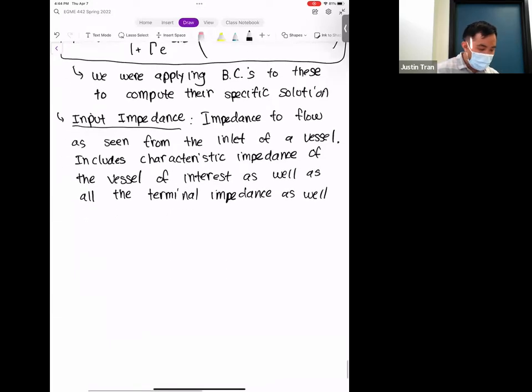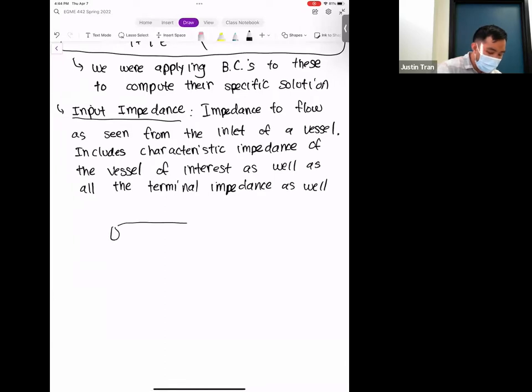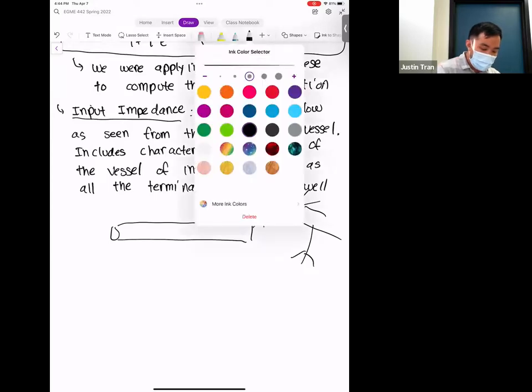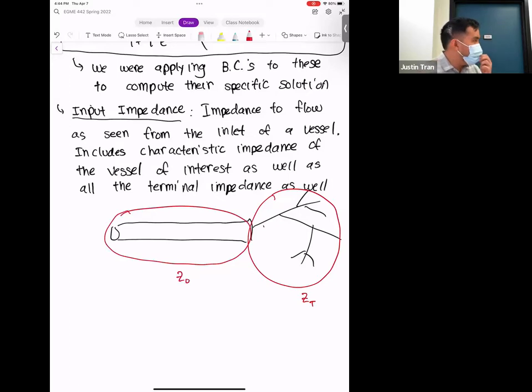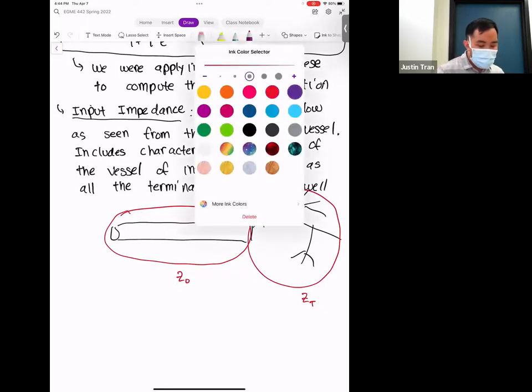Okay, so let me go ahead and draw that out for you. If we have our vessel right here, of course, this vessel is going to have all of its downstream components. We've already seen that all the downstream components, we call that impedance Z sub T, right? So that's the terminal impedance. The vessel itself has a characteristic impedance, we call that Z sub 0, okay? The input impedance, you can kind of think of it as just a combination of these two things, okay?